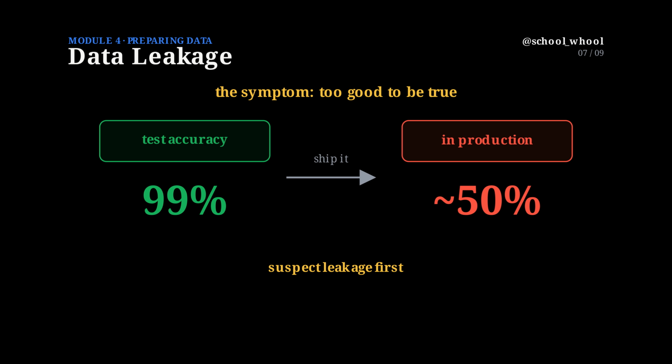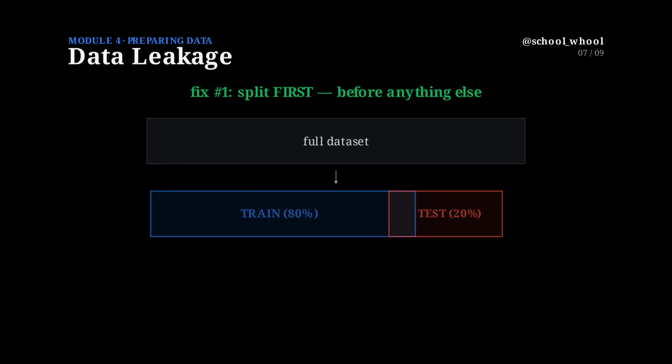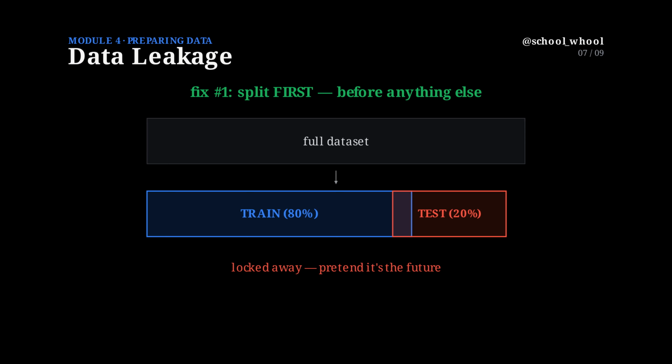The cure is a discipline. Split first. The very first thing you do, before scaling, before filling, before anything, is set the test set aside and pretend it doesn't exist. Treat those rows as the future, data you're not allowed to look at yet.